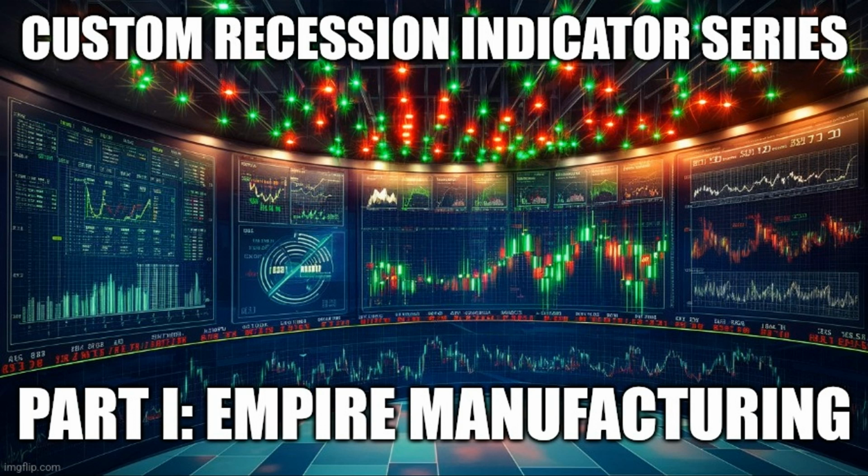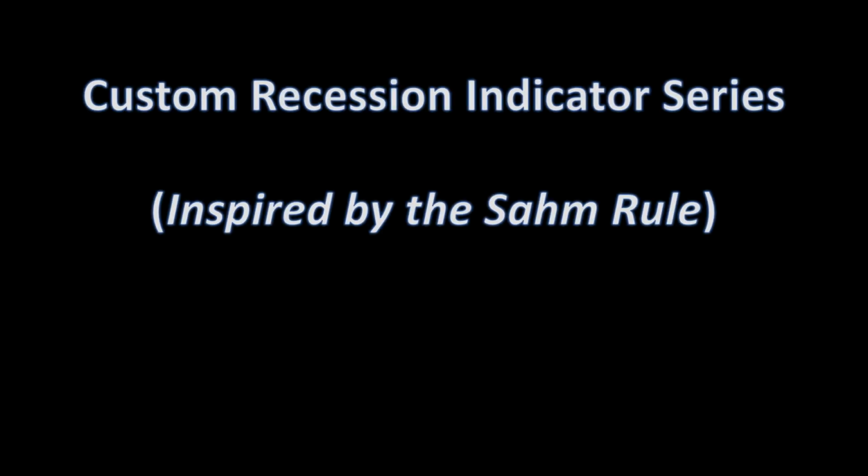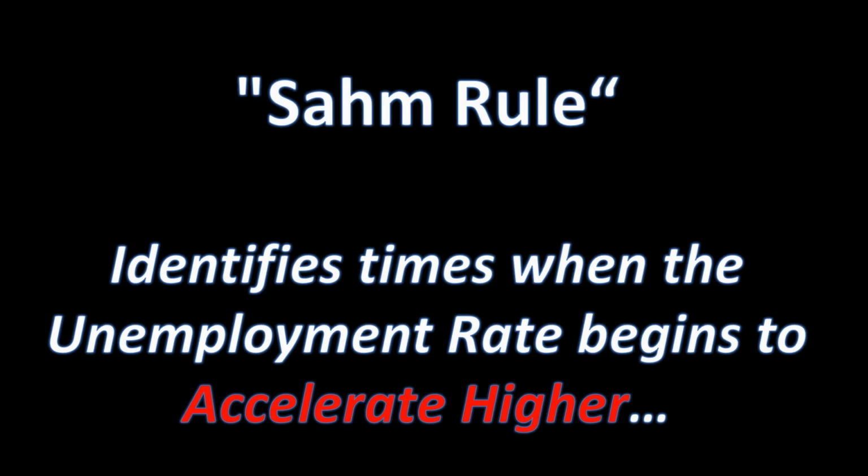Introducing our brand new custom recession indicator series. This was inspired by a recent video we did discussing the SAHM rule. The SAHM rule identifies times when the unemployment rate begins to accelerate higher during times of recession. You see, it's not so important if the unemployment rate is 4.0 or 4.1, but rather during a recession, it spikes higher quickly. That's what the SAHM rule identifies.